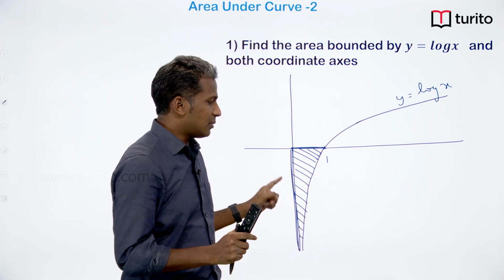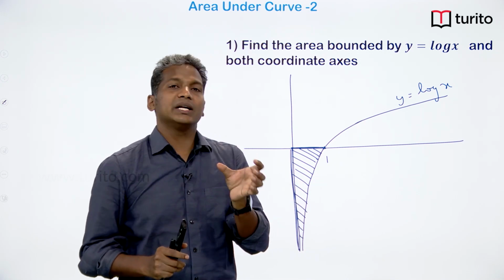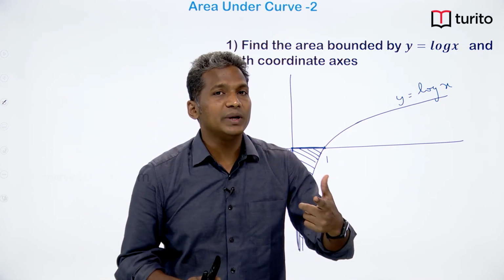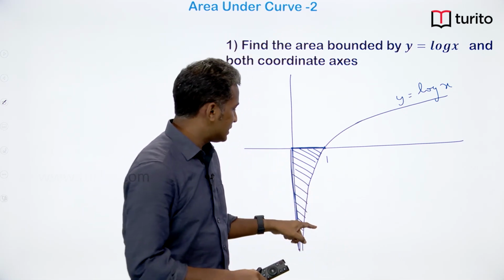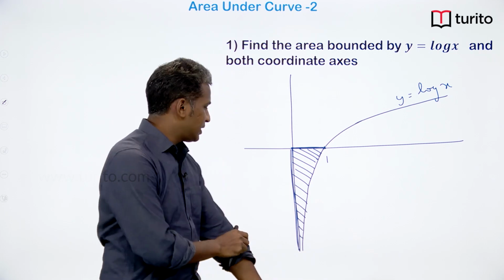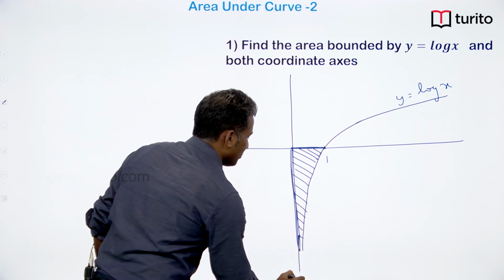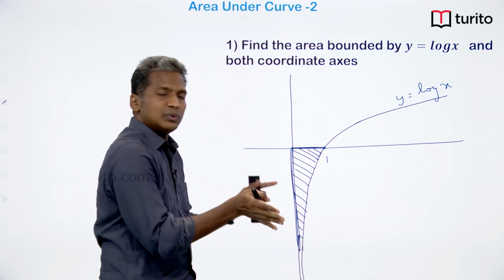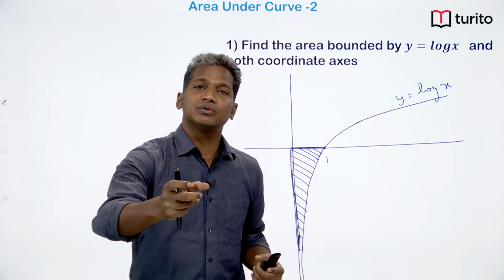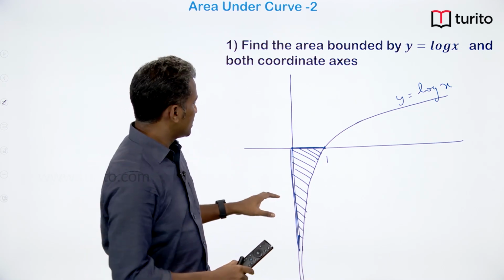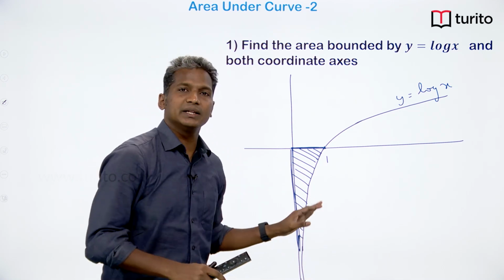So sometimes when the word bounded comes, it need not mean that the diagram is a closed diagram. It could be an open-ended diagram just like this. Here we can understand that because these two are acting as asymptotes, the area could be a finite value, it may converge to a finite value. So we are basically interested in finding this area.